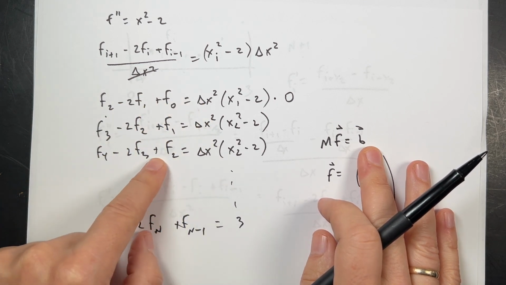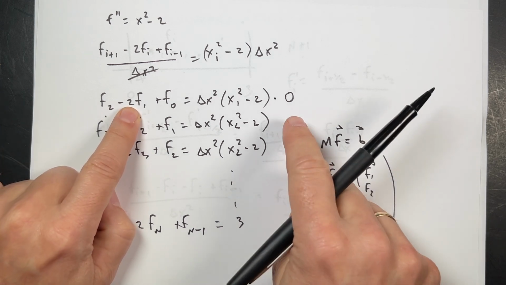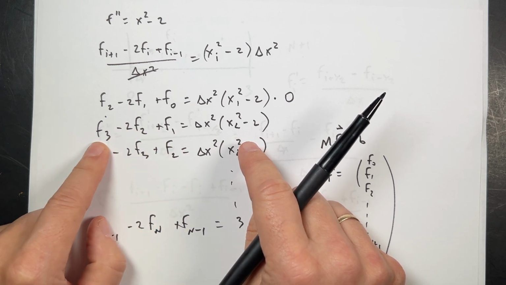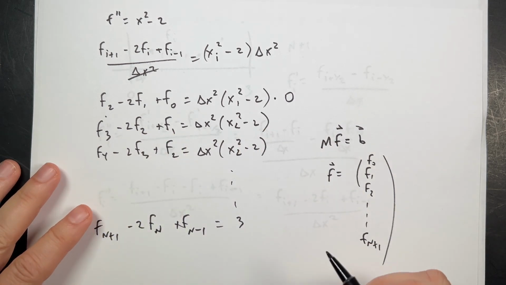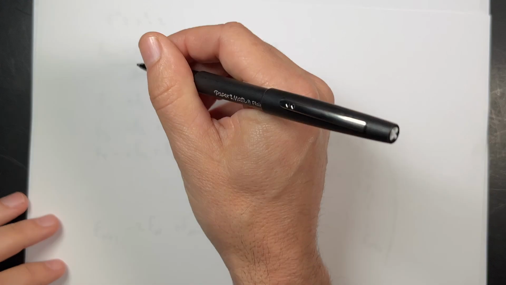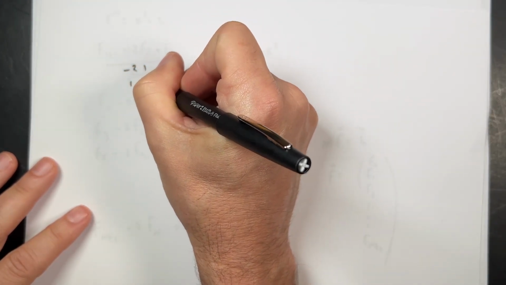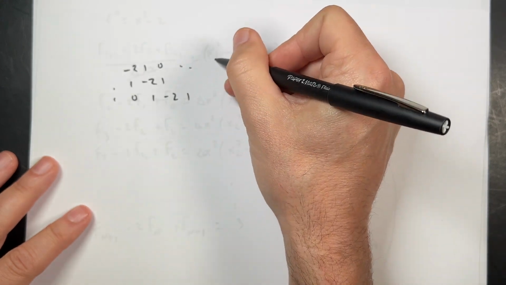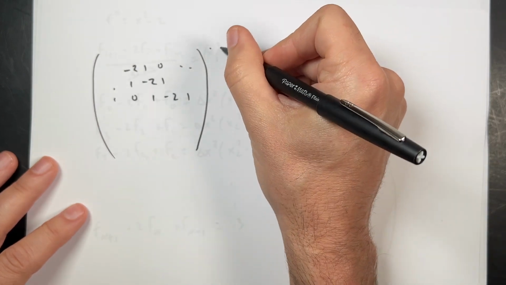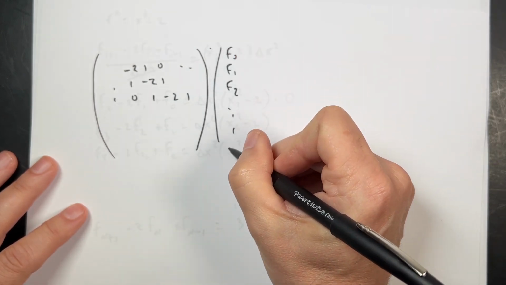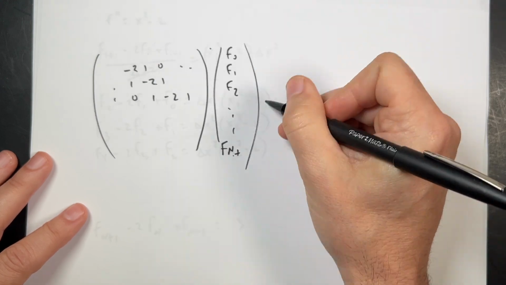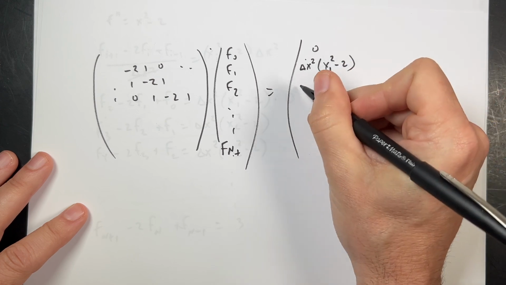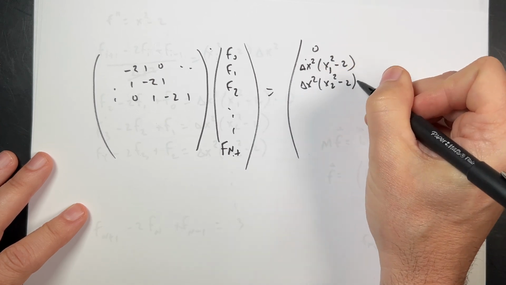And this matrix is actually pretty easy. Look at this one down here: f2 is going to be equal to negative 2 times f1, and then I have f3 times 1 and f1 times 1. So we actually get a matrix that looks like this. We can write this as negative 2, 1, 1, negative 2, 1, 0, 1, negative 2, 1, and these are all zeros, multiplied by, and I'm writing this incorrectly on purpose, the vector f0, f1, f2, dot, dot, dot, dot, f_{n+1}, equals 0, delta x squared x1 squared minus 2, delta x squared x2 squared minus 2, dot, dot, dot.